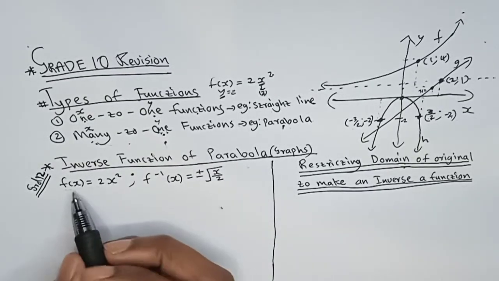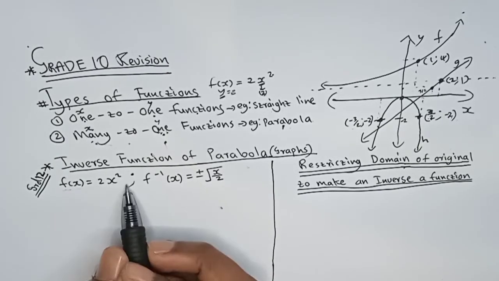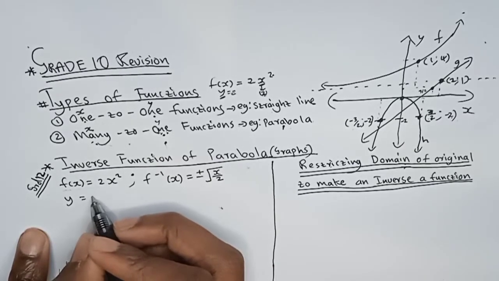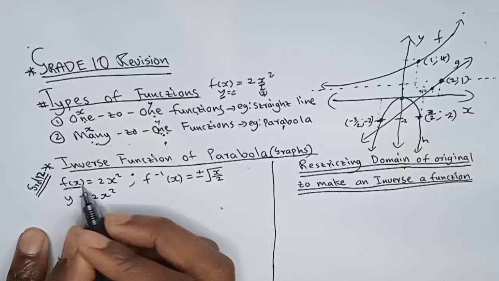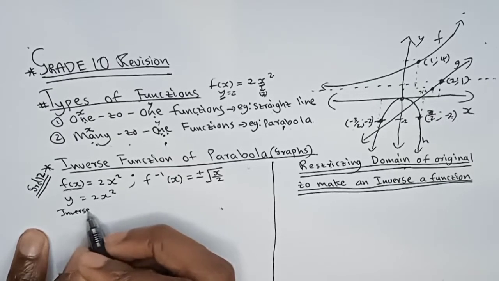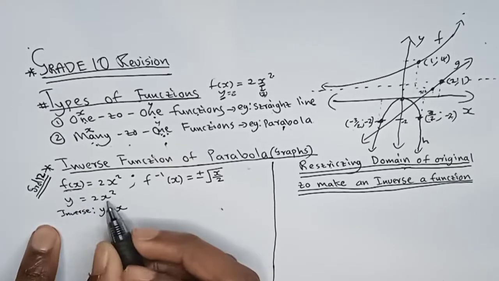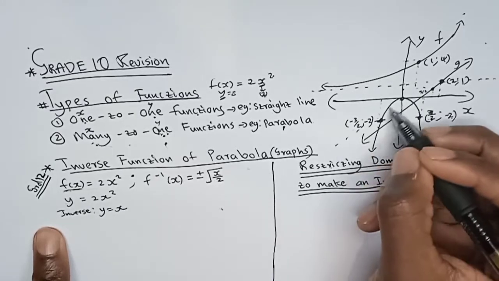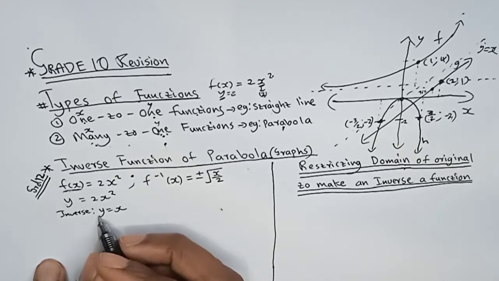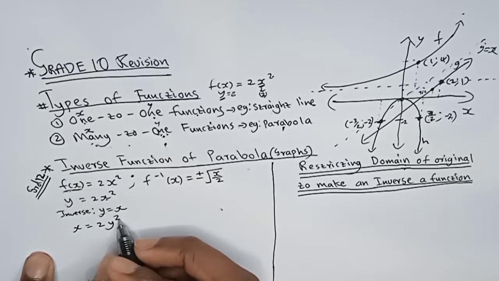So now, if we have f of x equals 2x squared and they want you to determine the inverse of this function, remember the first step would be y equals 2x squared. Rewrite f of x as y. Then the next step: inverse. Remember, we are reflecting this graph about the line y equals x. So after writing this, I will swap x and y. I would have x equals 2y squared.